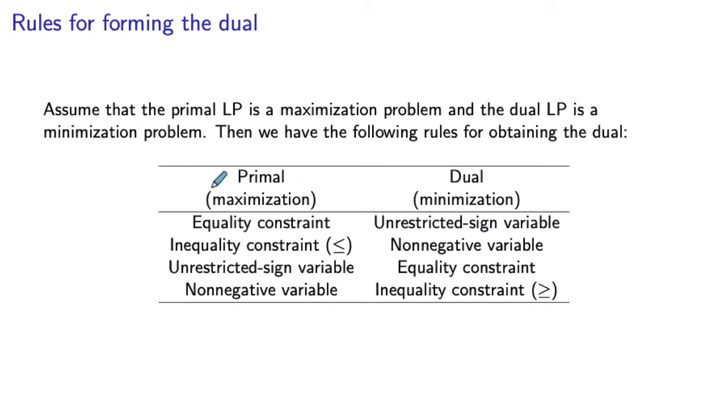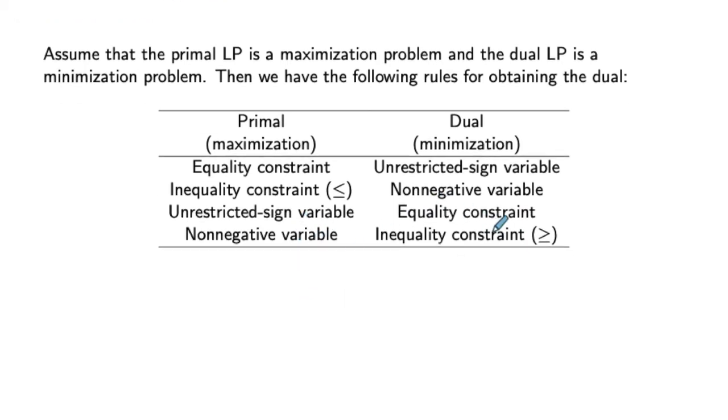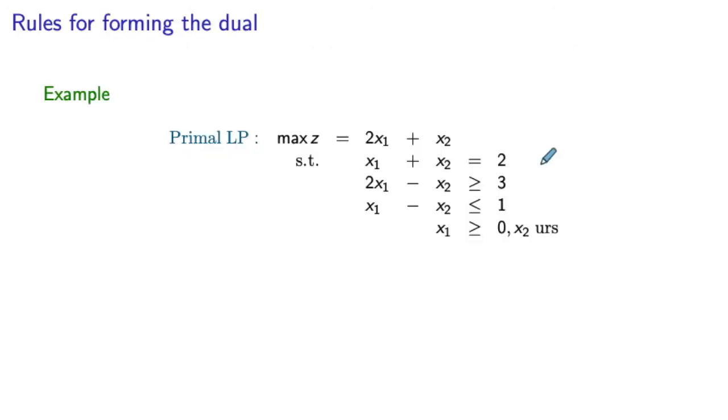Then if the primal LP is a maximization problem, then an inequality constraint in the less than or equal to form will correspond to a non-negative variable in the dual. Then if you have unrestricted unsigned variable, then it corresponds to the equality constraint, and then non-negative variable corresponds to greater than or equal to constraint in the dual. And we use this table to essentially formulate a dual LP for every possible case. This example demonstrates how we formulate the dual of a problem that has all types of constraints and all types of variables.